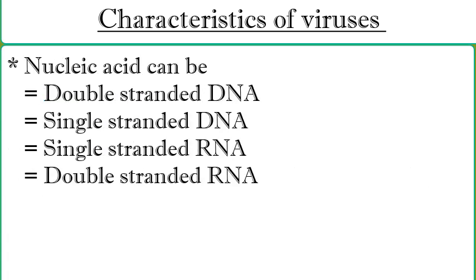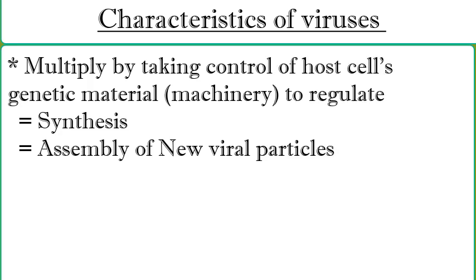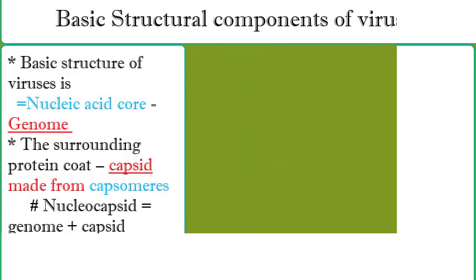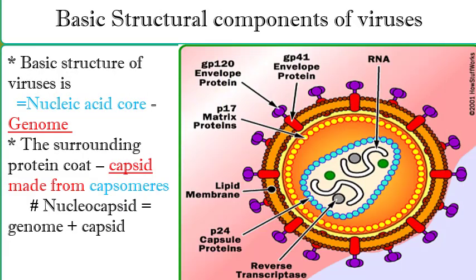When we see the genetic materials of viruses, nucleic acid can be double-stranded DNA, single-stranded DNA, single-stranded RNA, or double-stranded RNA. Viruses multiply by taking control of host cells' genetic material or machinery to regulate their synthesis and assembly of new viral particles, because viruses lack machinery or enzymes necessary for synthesis of their protein and genetic materials. Let us see basic structural components of viruses.